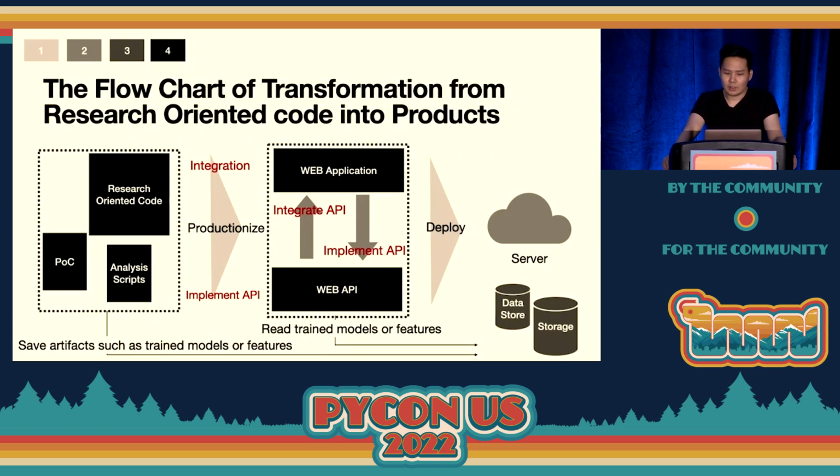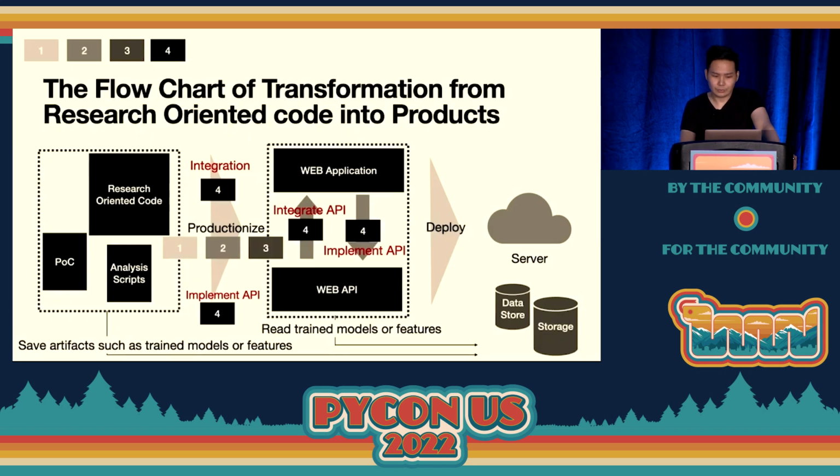So this is a drawing of the flowchart of transformation from research-oriented code into products. In this slide, POC is more like products, and analysis scripts are mainly written for business reports. When having a look at the general overview of data-oriented projects, both types of code can exist in this flow, but this talk focuses on research-oriented code. The four transformation steps can be mapped on the flow chart like this slide.